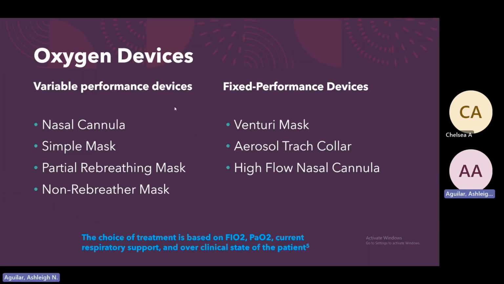For your oxygen devices, there are tons out there. We just listed a few. For your variable devices, you have a nasal cannula, a simple mask, partial rebreather, and non-rebreather, and for your fixed performance devices, we have the Venturi mask, aerosol trach collars, and high flow nasal cannulas. The choice of treatment is based on your FiO2, your PaO2, your current respiratory support, and the overall clinical state of the patient.